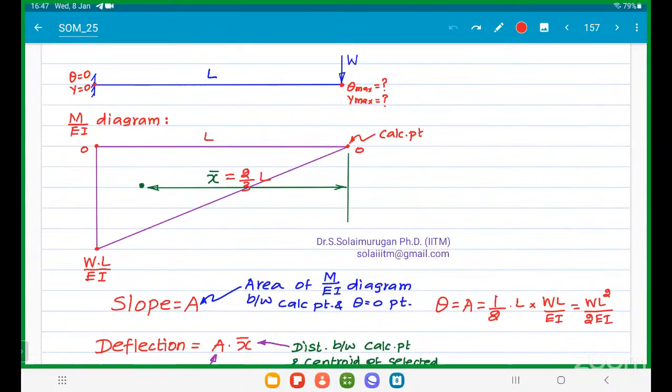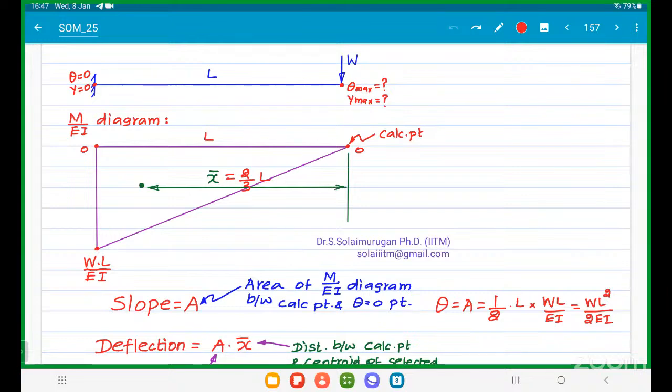Any doubt in the slope equation? Answer, please. Any doubt? Slope is equal to A. A means the area of the M by EI diagram between the calculation point and the slope equal to 0 point.